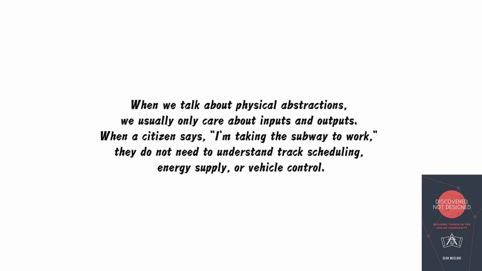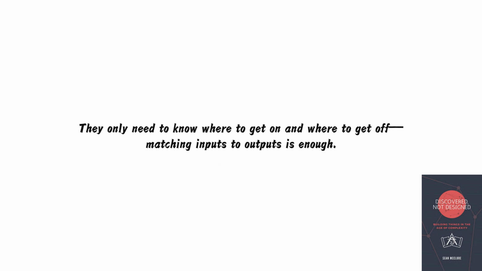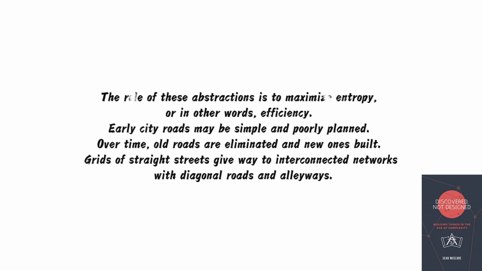When we talk about physical abstractions, we usually only care about inputs and outputs. When a citizen says, "I'm taking the subway to work," they do not need to understand track scheduling, energy supply, or vehicle control. They only need to know where to get on and where to get off. Matching inputs to outputs is enough. The role of these abstractions is to maximize entropy, or in other words, efficiency.